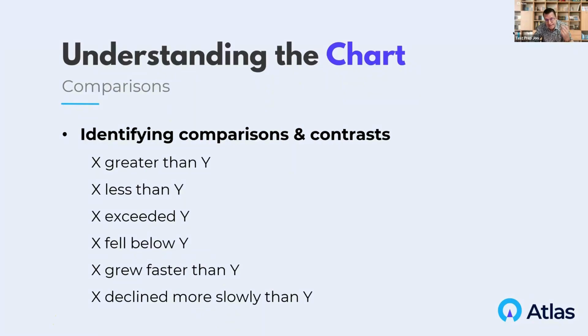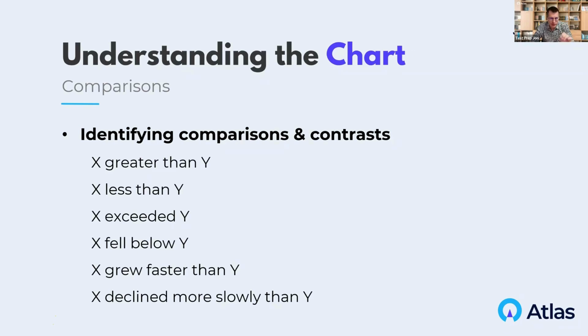You could say X exceeded Y, which means it became much larger. It didn't just get bigger, it became much larger. You could say it grew faster than Y. So it didn't just go up, it grew up faster. Or you could say it declined more slowly.